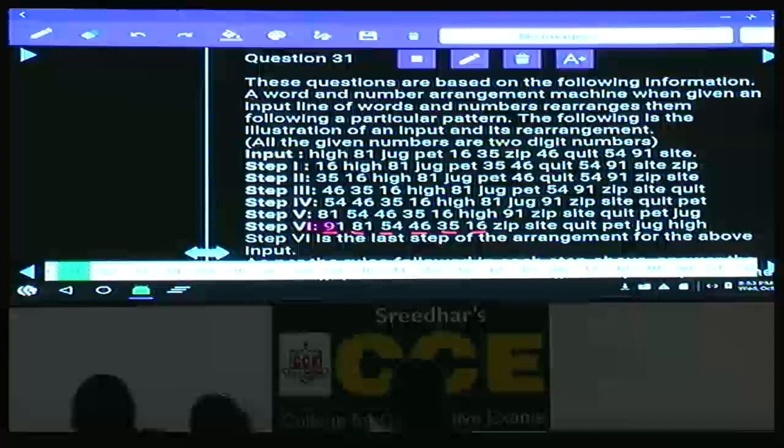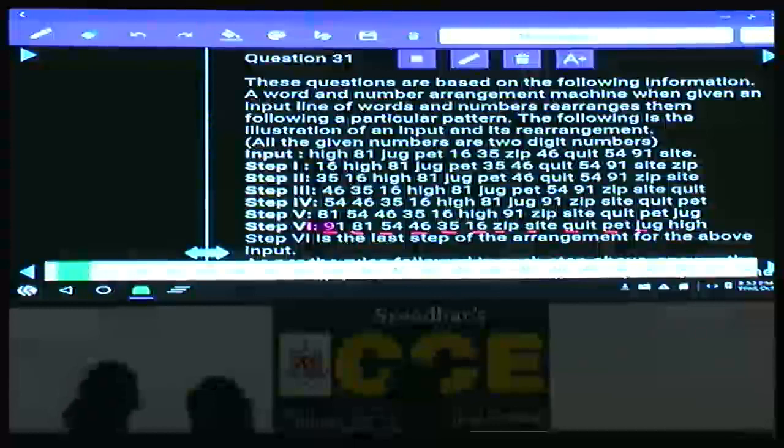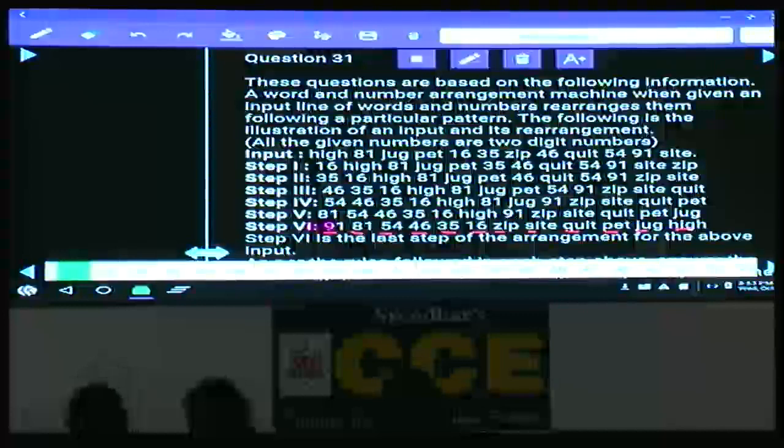Numbers 91, 81, 54, 46, 35, 16. All the numbers are arranged in descending order. Then the words Z, S, Q, P, J, H. Now the words are also in descending order. Numbers in descending order, words in descending order. First 6 numbers followed by 6 words.